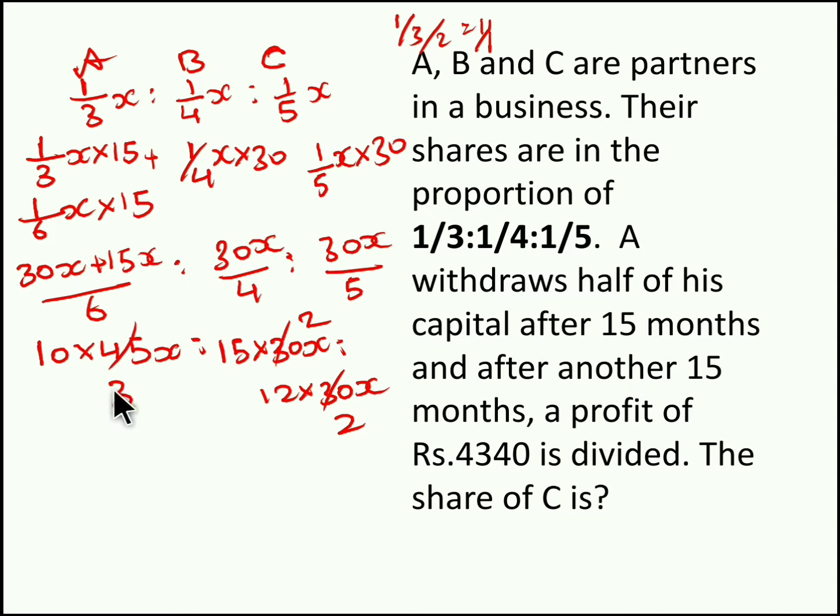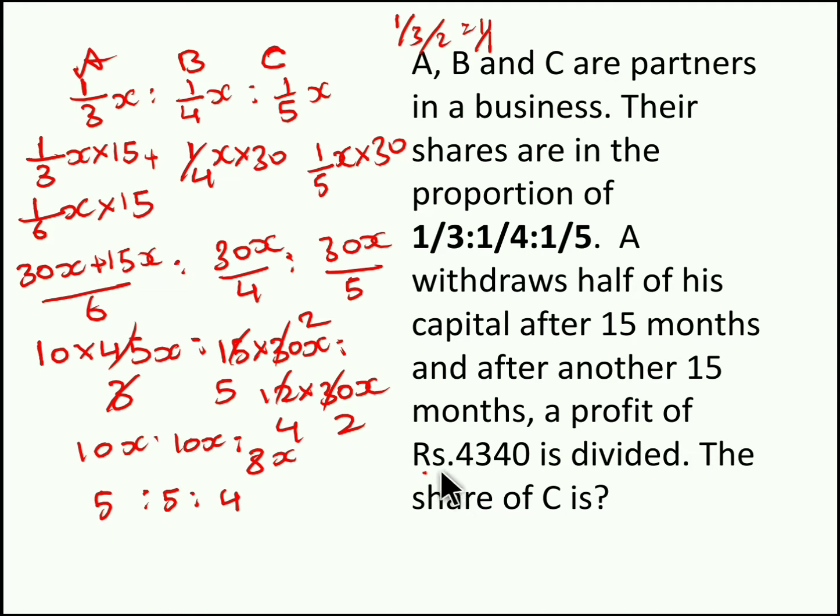Now again you can cancel this 3 and 5, in the 5 table it's 4. And again you have 10 is to 10 is to 4 into 2, 8x. You can reduce this as 5 is to 5 is to 4. Now their investments are in the ratio 5:5:4.